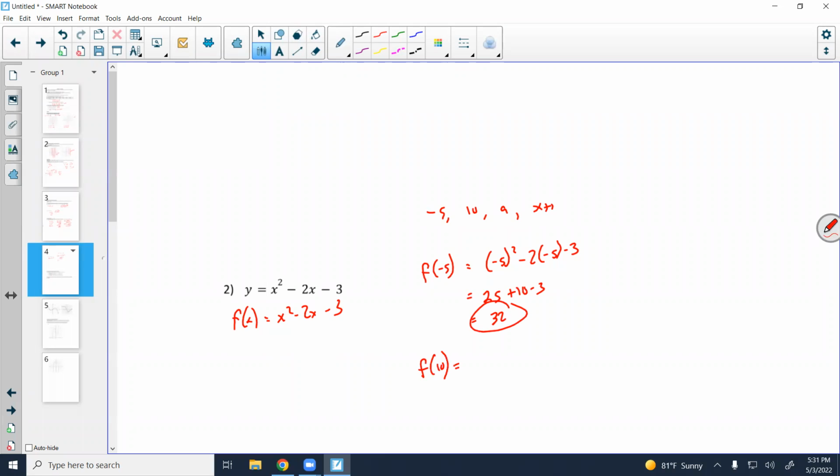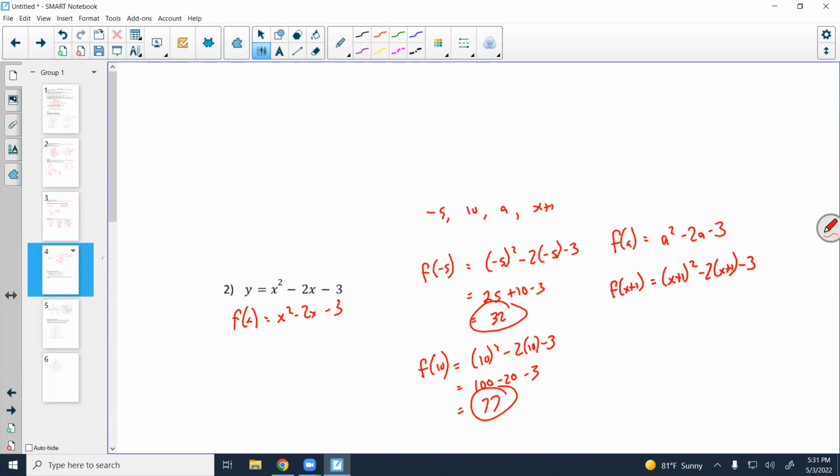F of 10 is 10 squared minus 2 times 10 minus 3, which is 100 minus 20 minus 3, which is 77. Likewise with the A, f of A is equal to A squared minus 2A minus 3, and f of x plus 1 is equal to x plus 1 squared minus 2 times x plus 1 minus 3.